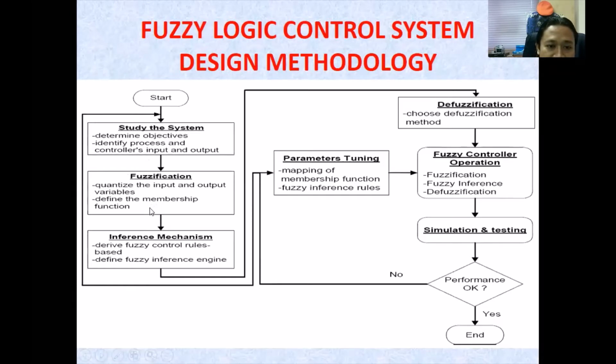Okay, and then we go to the next component, which is the inference engine, or inference mechanism. In this inference mechanism, we have to derive the fuzzy control rule base and define the fuzzy inference engine. For this you can use Mamdani, or Sugeno, or Larsen. That is the inference engine.